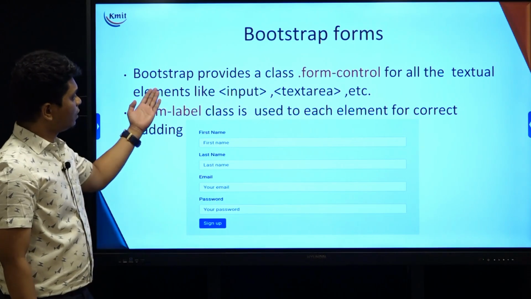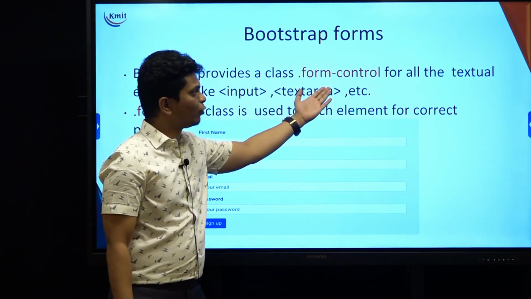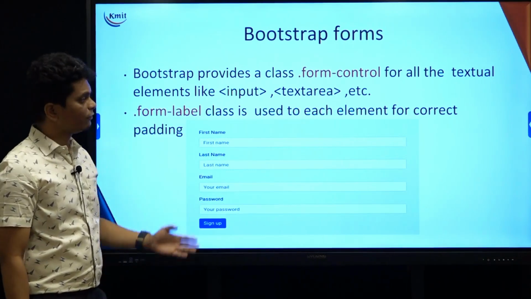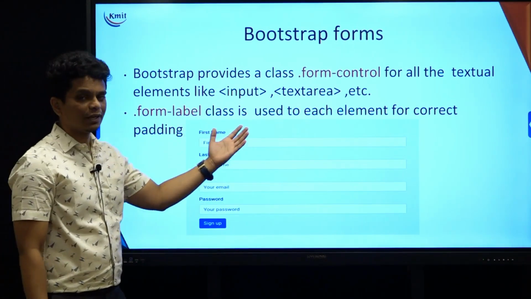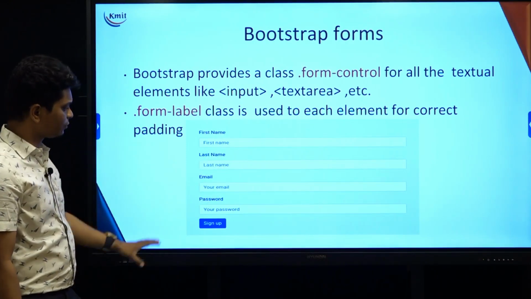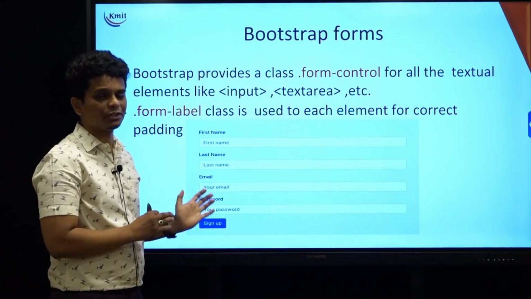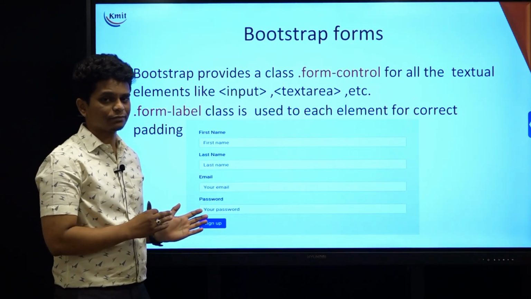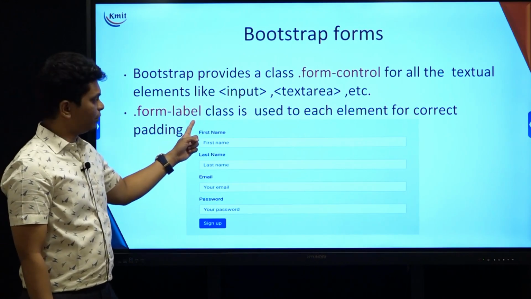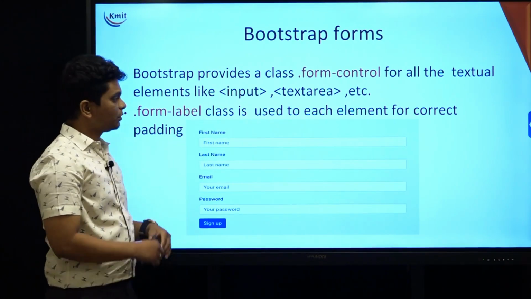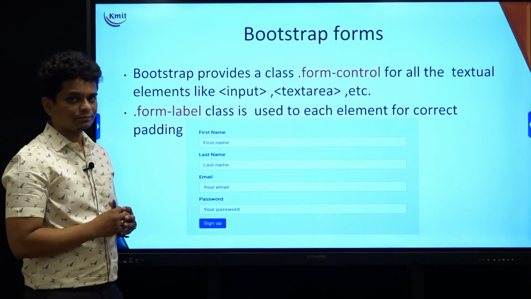So, the class we have for Bootstrap forms is .form-control. We can use it for all the textual elements like input, textarea, etc. Now, the form that you can see here is much different from the HTML basic form tag. Now, the .form-label class is used for each element for correct padding.